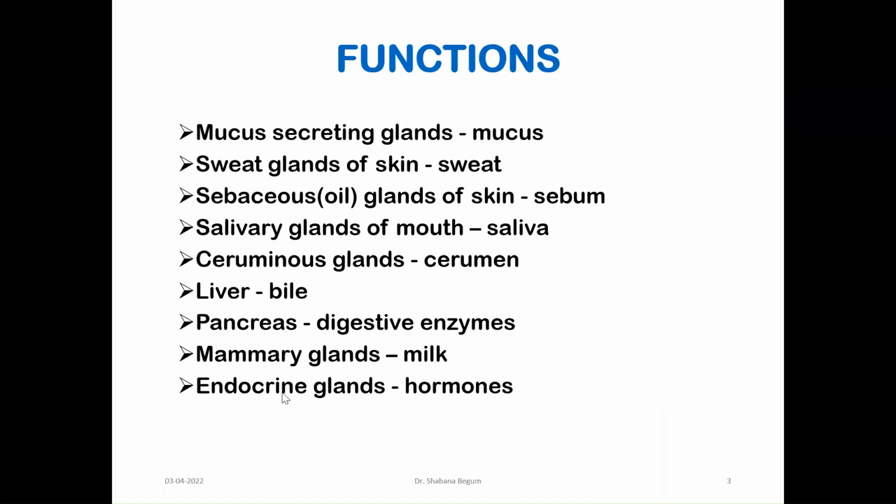Glands, like the endocrine glands, secrete different hormones. The mucus secreting glands will give rise to mucus. The sweat glands of the skin secrete sweat. The sebaceous or the oil glands of the skin, sebum. Saliva from the salivary glands of the mouth. Cerumen or earwax from the ceruminous glands of the external auditory canal. Bile from liver, digestive enzymes from the pancreas, and milk from the mammary glands.